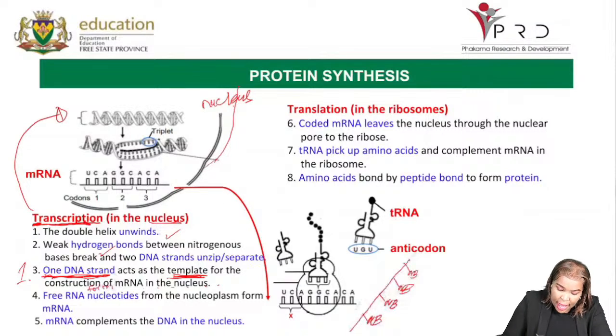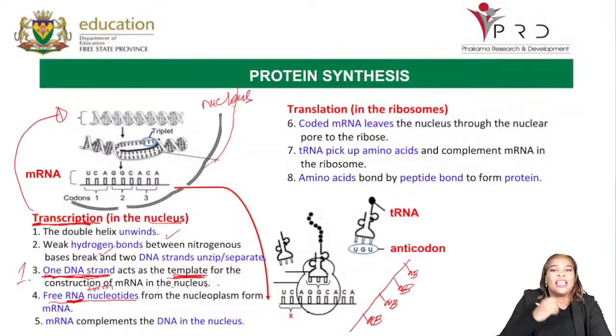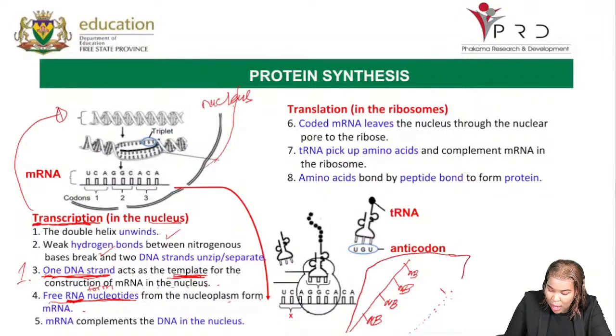Nitrogenous bases. Now, it is going to use the free RNA nucleotides. Now you don't say the free DNA nucleotides. This is another thing that makes it different. The free floating ones in this step are the RNA nucleotides. So you're going to use the free RNA nucleotides from the nucleoplasm to form mRNA. So mRNA is going to be formed based on what? Okay, this is my mRNA, the dotted one. This is just to take you through what is happening.